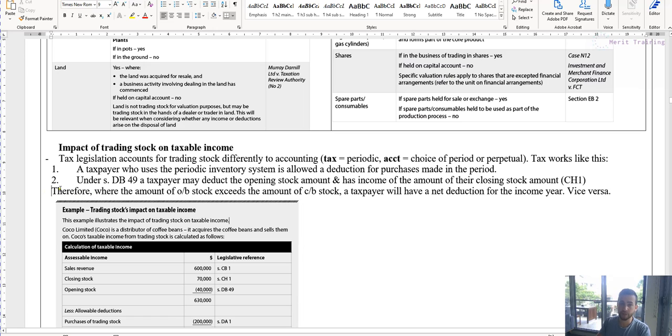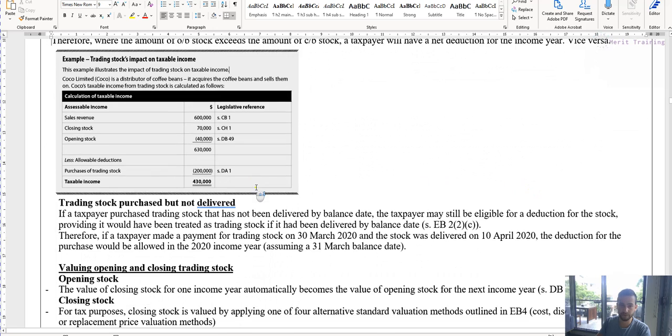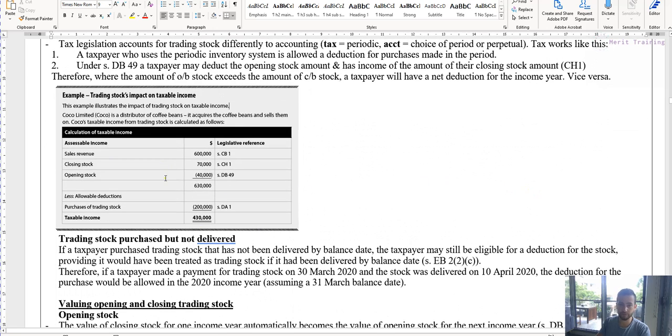And then this is the final concluding step, where the opening balance exceeds the closing stock, a taxpayer will have a deduction for the income year, and vice versa. So you add up all the 3. You add up your purchases plus your adjustment for closing versus opening, and that gets you to your either assessable income or deduction for tax purposes.